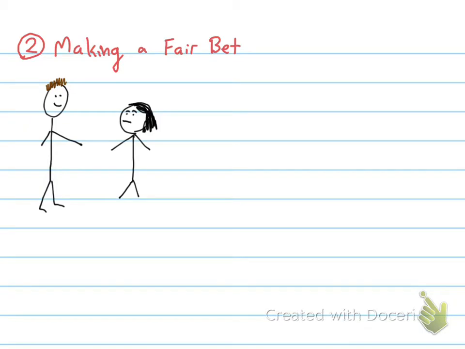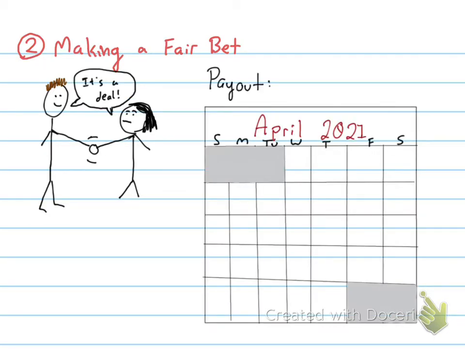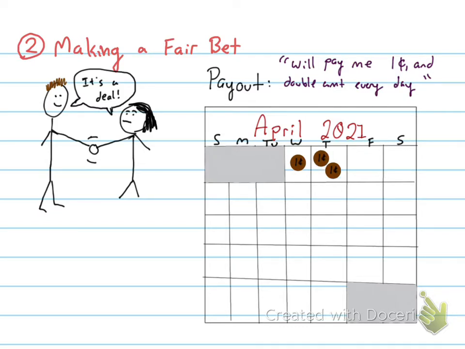Let's say you and a friend are playing Mario Kart and you place a bet with each other. Whoever loses will have to pay the winner 1 cent every day for the entire month of April, and then you double it. So if you win in Mario Kart, your friend is going to pay you 1 cent on April 1st. Then on the next day, they're going to double that, so you'll get 2 cents. Double that, you'll get 4 cents the next day. The day after that, double that, you'll get 8 cents, and that's going to be how the pattern goes for the whole rest of the month.